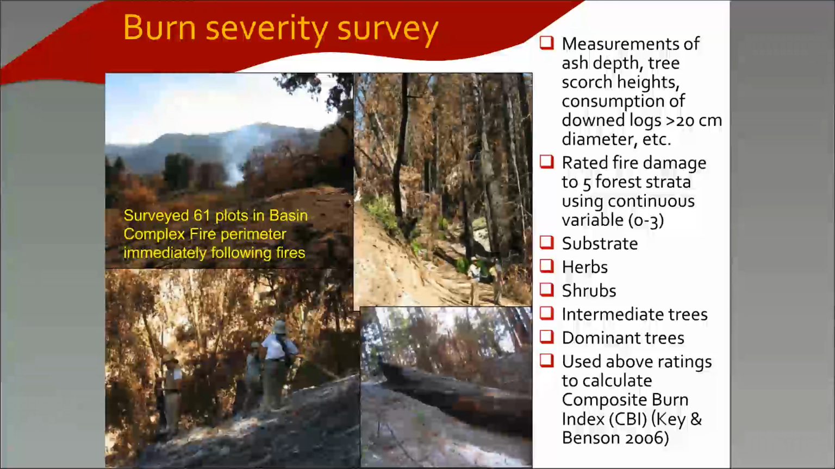We took standard burn severity measurements such as ash depth and tree scorch heights. We rated fire damage to 5 forest strata using continuous variables. And then we combined the fire damage ratings from these 5 strata, the substrate, herbs, shrubs, intermediate trees, and dominant trees, to calculate a composite burn index that could give us an overall assessment of burn severity damage in a plot.